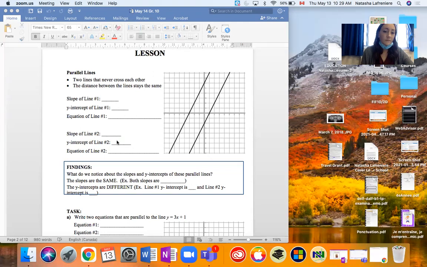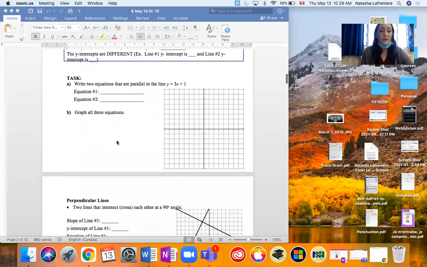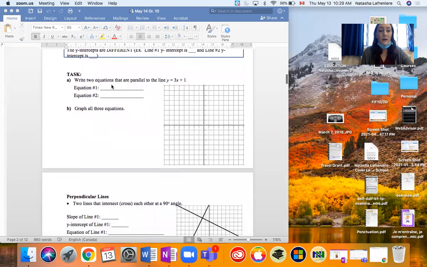Okay, so here we have: write two equations that are parallel to the line y equals 3x plus 1. So like we just saw, our parallel lines have the exact same slope. So both of our new equations are going to have 3x in it. The only thing that's going to change is that plus or minus at the end. So 3x. So we're just going to pick a random number here. So I'm going to do plus 6.